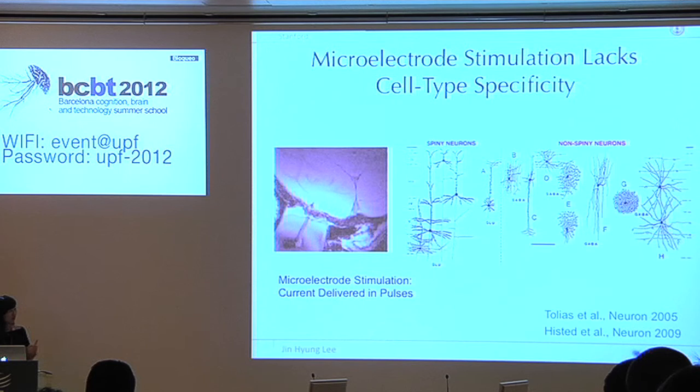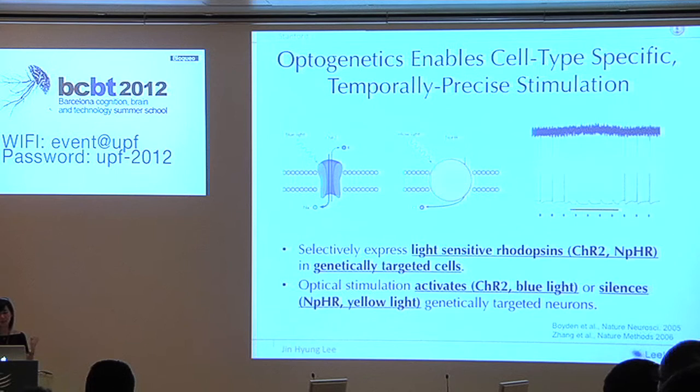Whereas optogenetics enables cell type specific, temporally precise stimulation, where you can selectively express light sensitive rhodopsins such as channel rhodopsin and halo rhodopsin in genetically targeted cells, so that only specific cell types are controllable to either excite or inhibit using these optical means: blue light to excite or yellow light to inhibit. So you can use optical stimulation to activate or silence these genetically targeted neurons, which allows very specific control of a selective neural population.